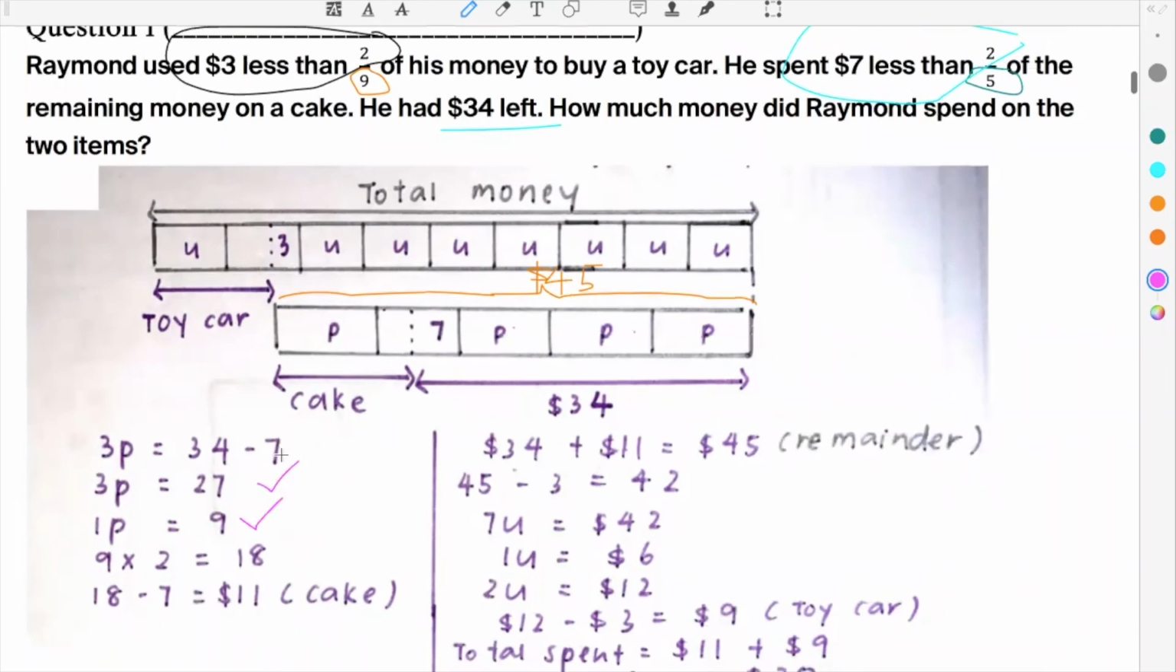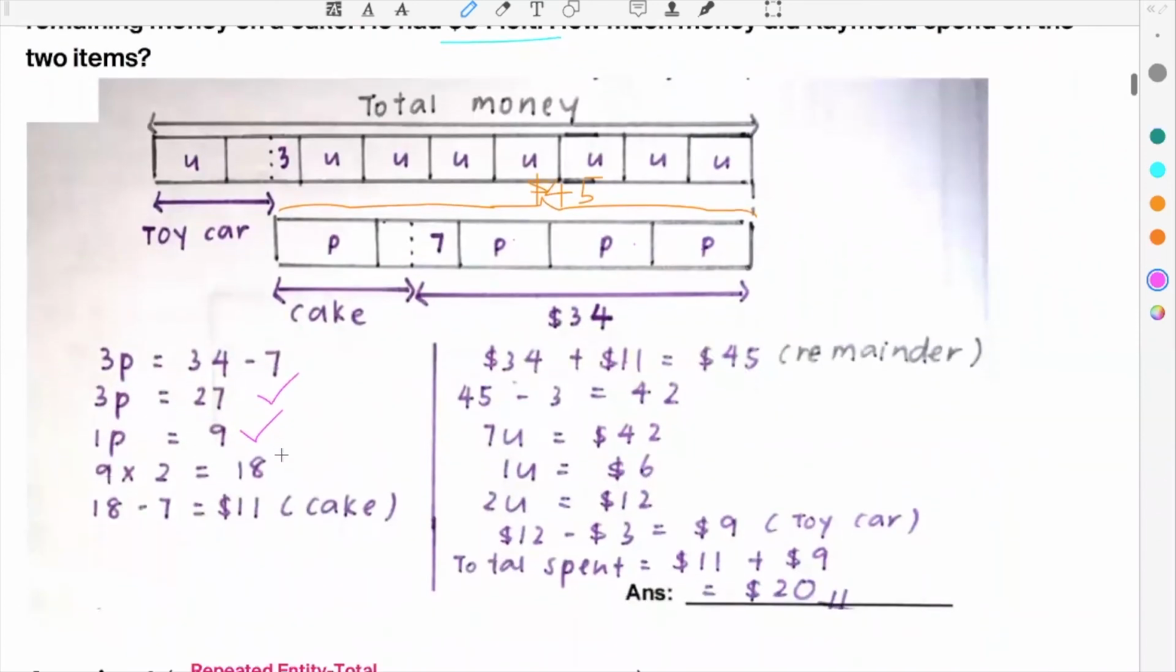How much did Raymond spend on the 2 items? Let's find out the cake first. The cake is equal to, what I did is to find 2 parts, and then minus 7. That would be 18 minus 7, $11 for the cake.